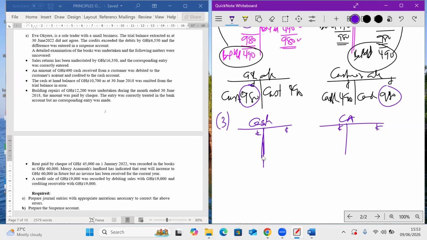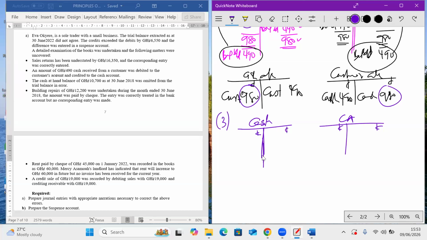The cash at hand balance was omitted. Omitted means that for cash, they didn't record it. Are you getting it? Yes. It means that cash at hand, they didn't record it in the cash account. And why does it affect? I've told you an account is two or more accounts. We've seen the returns outwards, three accounts, and mostly we use two accounts. We also saw the cash account, the sales and, I think, the sales returns account.